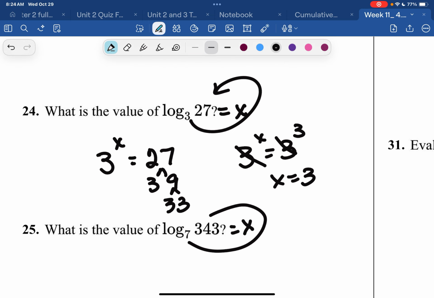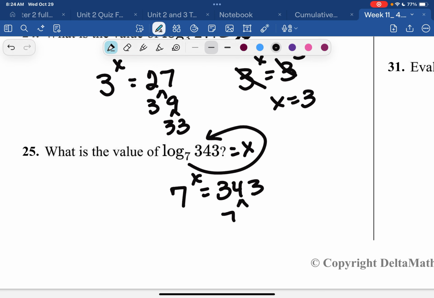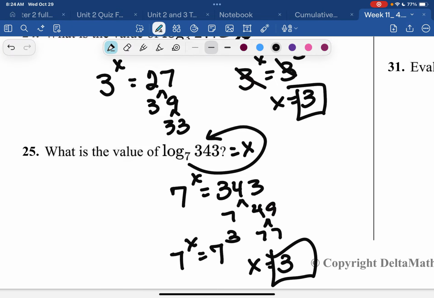I'll do it again. Equals x. Whoosh. So 7 to the x equals 343. So you know you're going to break it down to 7, so just divide it by 7. That's 7 and 49 and 7 and 7. So 7 to the x equals 7 to the third, so x is 3. So you wouldn't actually type the x equal in. It's just going to be 3.